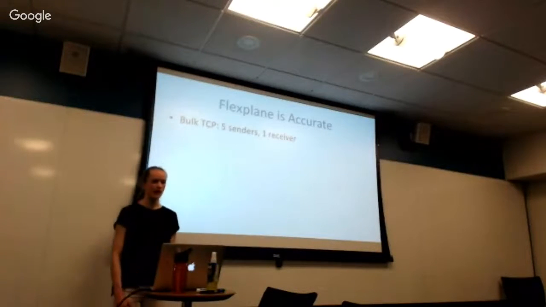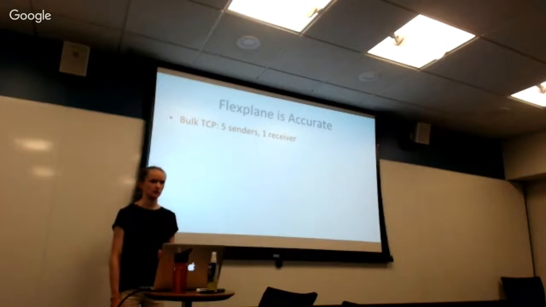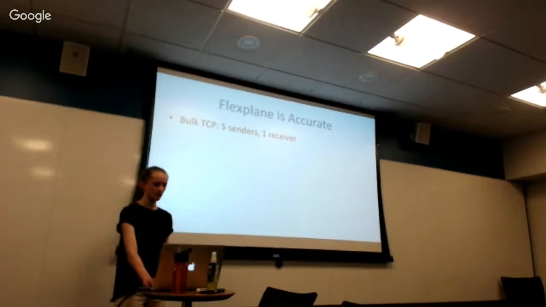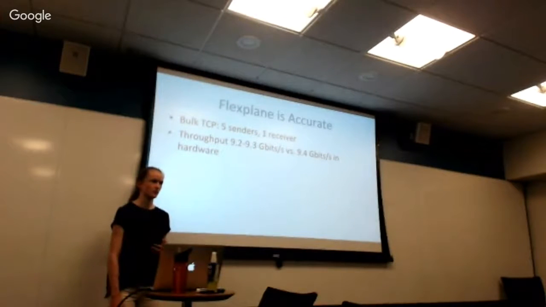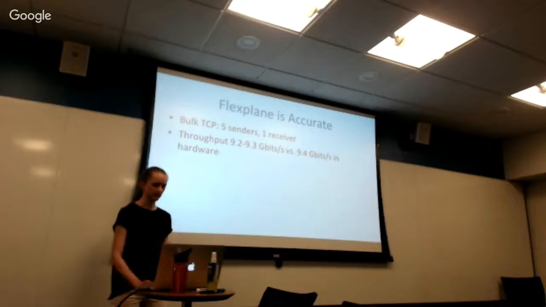To evaluate the accuracy of Flexplane, we compared its behavior to the behavior of hardware for 3 schemes that are supported in hardware today: Droptail, RED, and DCTCP. In this experiment, 5 senders send bulk TCP traffic to 1 receiver. All schemes achieve very similar throughput for the bottleneck link. Throughput is slightly lower with Flexplane because a small amount of throughput is reserved for abstract packets.